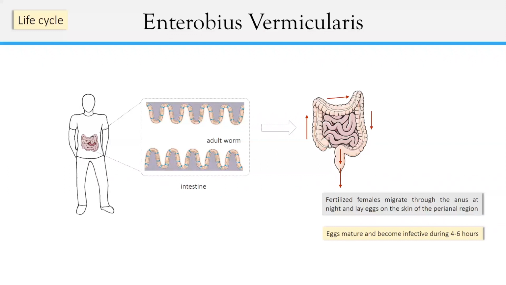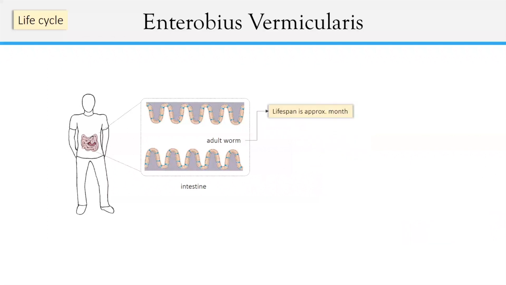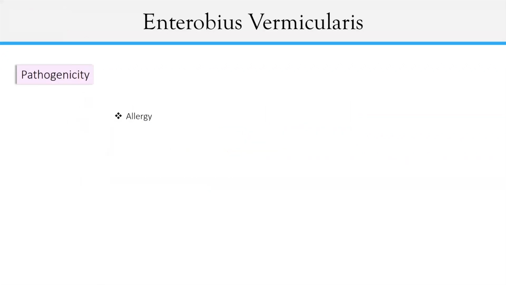It is an important point: they do not have to be transferred into the soil for maturation. They may mature already on the skin in the perianal region. The lifespan of the adult worm is approximately a month, but reinfection that will sustain the disease is possible. Pathogenicity of Enterobius vermicularis is associated with allergy, toxic damage, and mechanical injury.